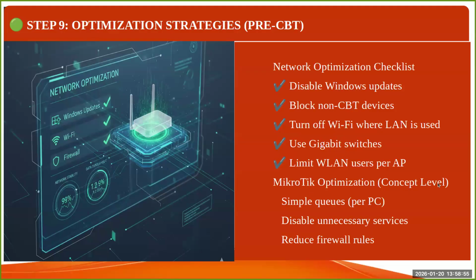For MikroTik optimization, check your queue and check whatever services that you need to disable and reduce firewall rules. If you have a lot of firewall rules on the router, reduce some of them so that they don't consume the resources of the router.